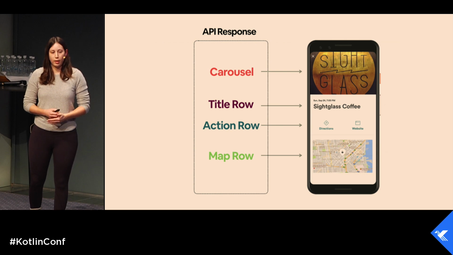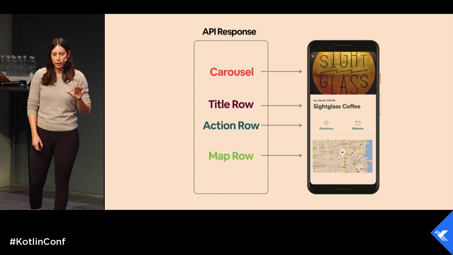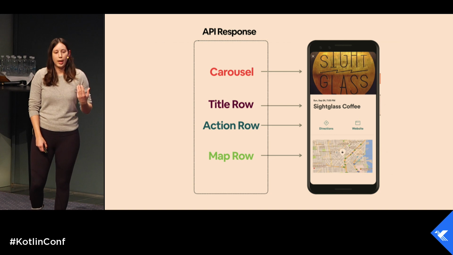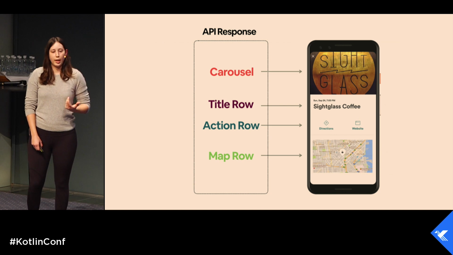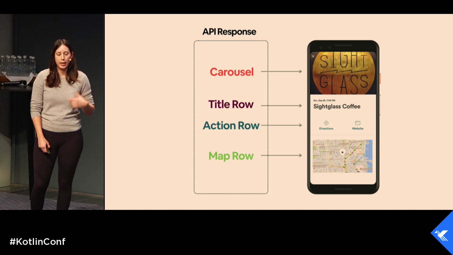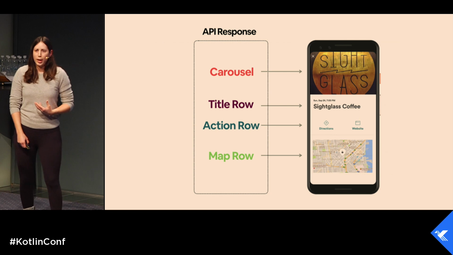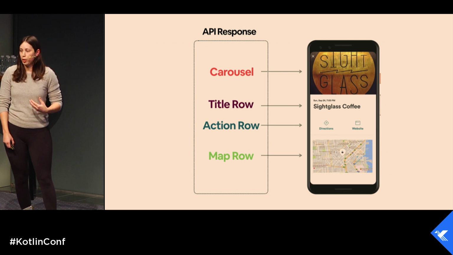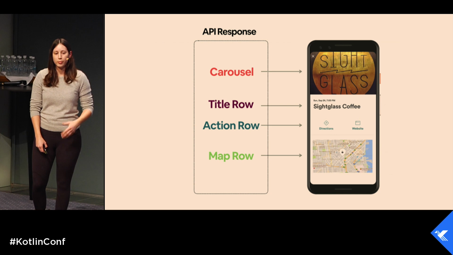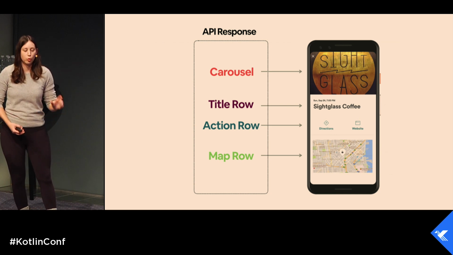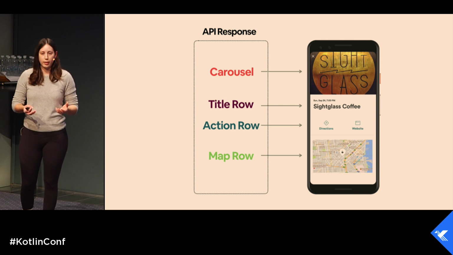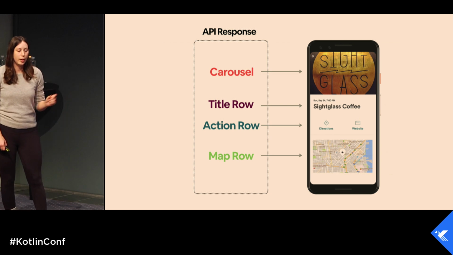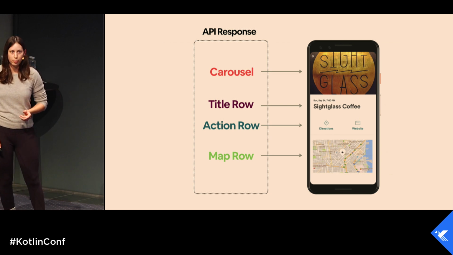In contrast, a server-driven API response at a high level might look something like this. We would have a carousel object, which maps to a carousel UI component, a title row, an action row, and a map row. Server-driven UI is when the API tells the client what components to render and with what content. Effectively, the server is sending instructions to the client about what to display. The client has no idea what data is in these instructions. It doesn't know that this is a location object. It just knows when I see a map row, I'm going to render a map row.